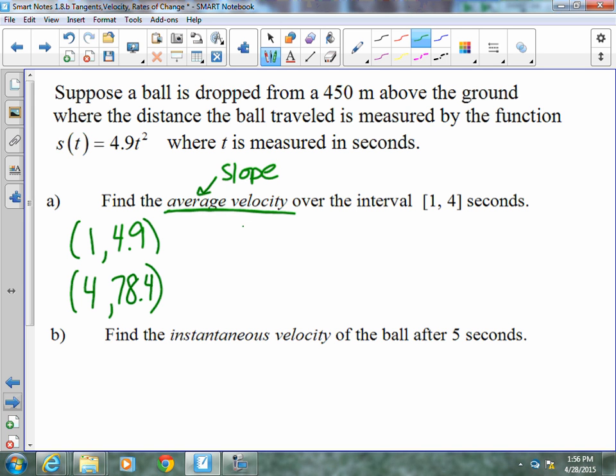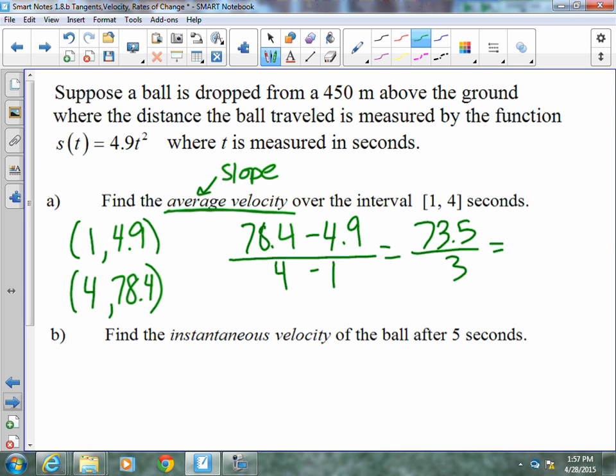So our average velocity will be that 78.4 minus the 4.9 all over the 4 minus 1, which works out to be 73.5 over 3, or 24.5. Now for the label, our y value is measured in meters, and that's what's on top, so it's meters. And our x value, 1 and 4, is seconds, so it's meters per second.